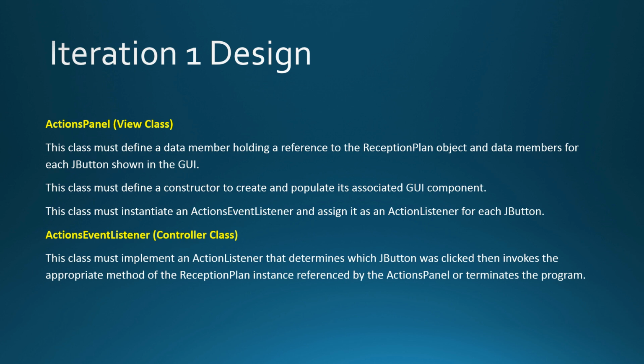Does the user want to compute the reception charges? Does the user want to reset all the components of the reception plan and start over? Or does the user want to exit the program? So we have to figure out in this logic which button was clicked and then invoke the appropriate method of reception plan.